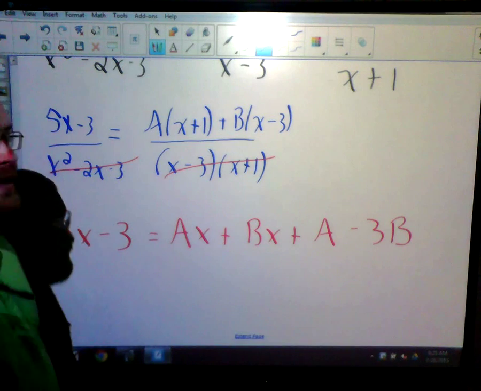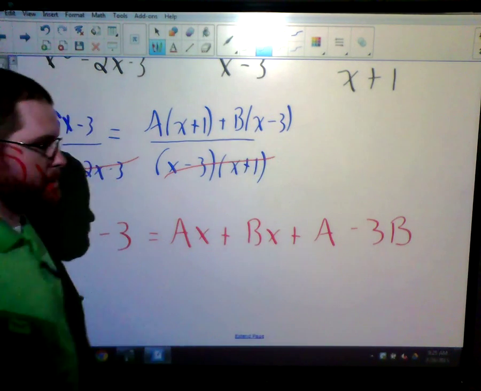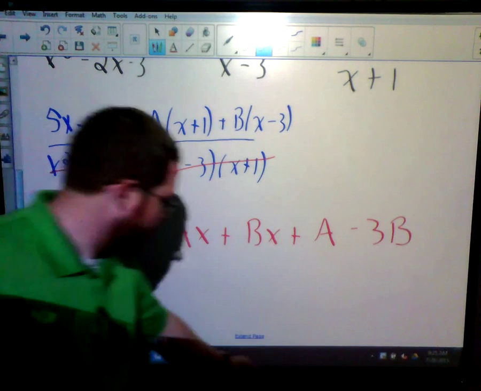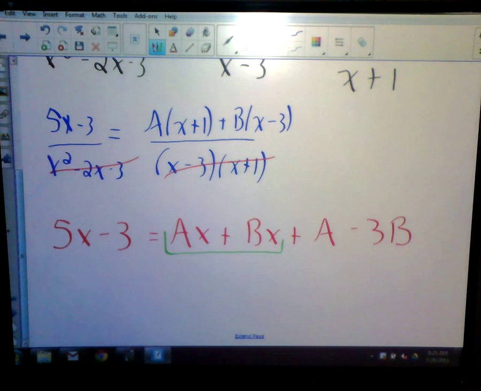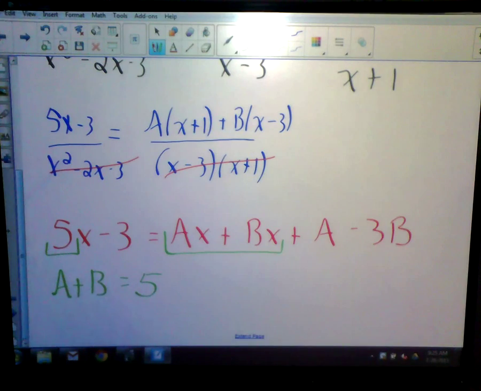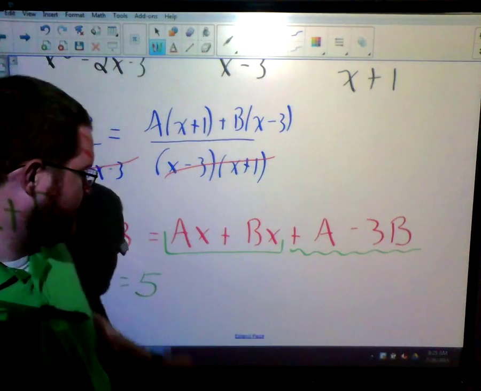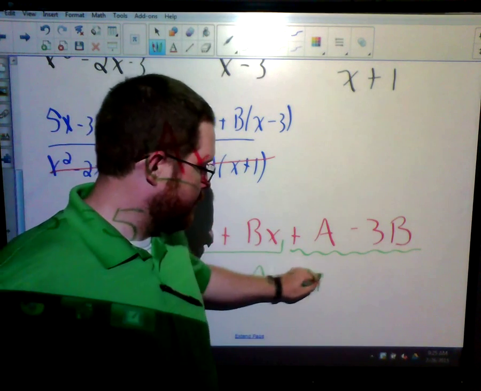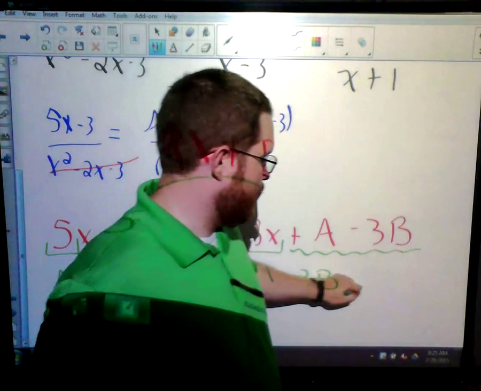Make sure you understand how I did that. Ax, bx, a minus 3b. Take a look at this part right here. These are the things with x's in them. So I have an a plus b. Those are the x things. Over here, 5 is the x thing. What about the non-x things? These two things don't have x's with them. A minus 3b. Over here, this doesn't have an x with it. Equals negative 3.